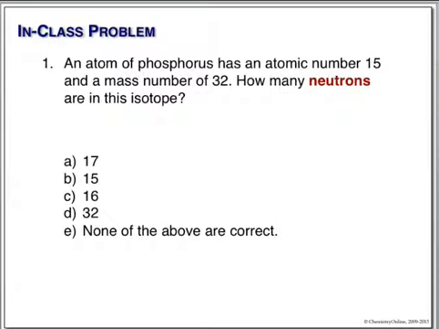Well, let's just end with a few more examples. We have an atom of phosphorus. That's a P, right? Atomic number of 15, mass number of 32. How many neutrons? Well, come on, you can do this. What's the mass number? It's the sum of protons and neutrons. And it has 15 protons. Simple math, it's 17.